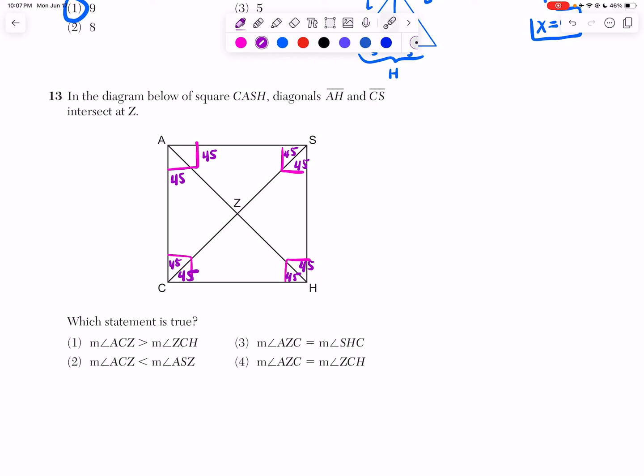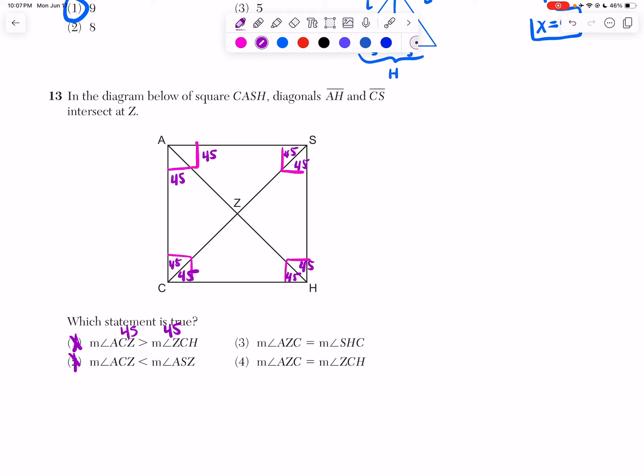So if I look at choice 1, it's saying that the measure of angle ACZ is greater than the angle ZCH. So if I put my finger on A, go to C, and at Z, then I can see that this is going to be ZCH. Well, those are both 45, and 45 is not bigger than 45. It's equal to 45. Now if I look at ACZ, ACZ is 45, and now ASZ, wait a second, that's also 45, so that's not going to work either.